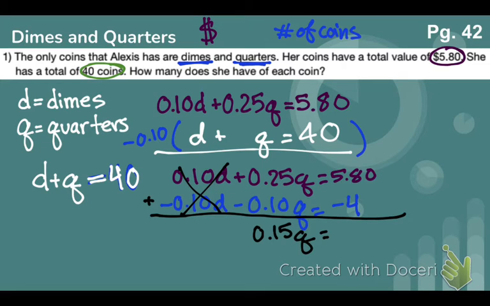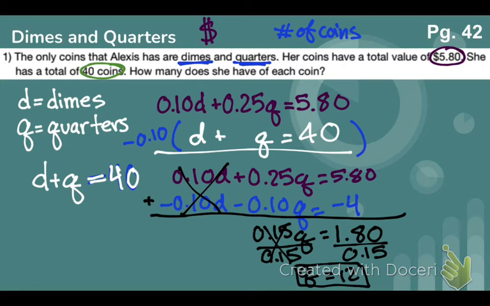On the other side, we have 5.8 minus 4, which would be 1.8. What else do I need to do to solve for Q? Divide by 0.15. Does anyone have a calculator to find that value? It's 12 quarters. Then you can substitute Q back in and subtract 12 from 40 to get how many dimes. Absolutely.